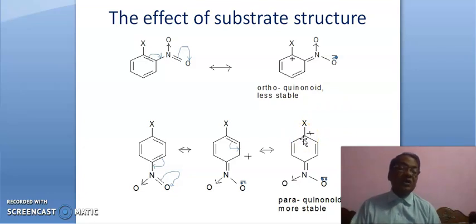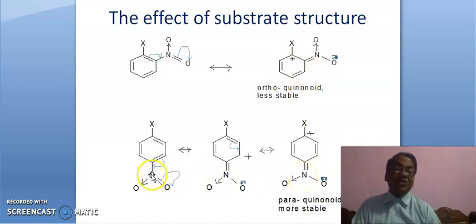leading to the aromatic nucleophilic substitution by SN2 mechanism. Okay. Here, if nitro group is present at ortho position, you will get orthoquinonoid structure, and if nitro group is present at para position, you are getting paraquinonoid. Paraquinonoid structure is more stable than orthoquinonoid structure.